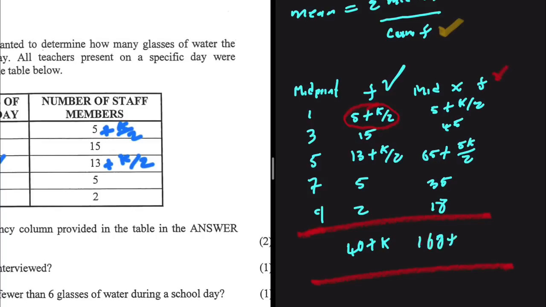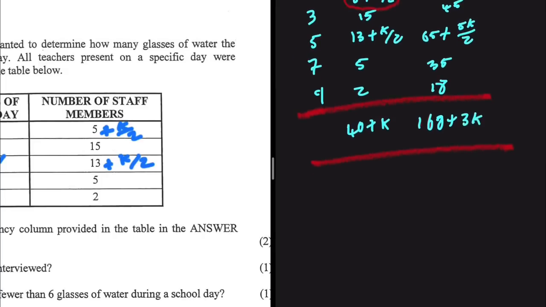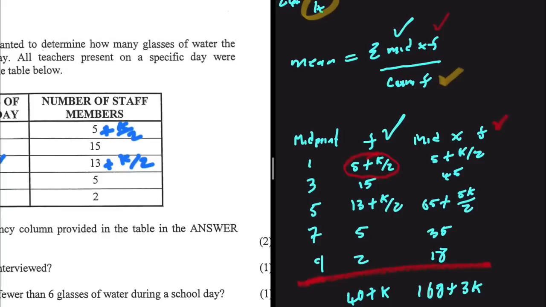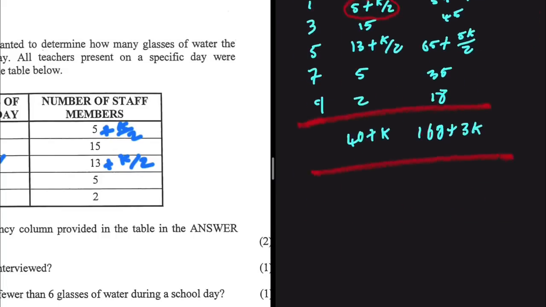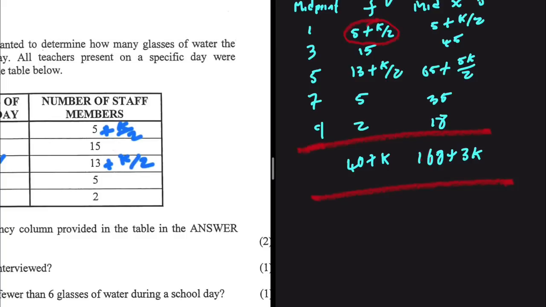168 plus 1 divided by 2k plus 5 divided by 2k, that is plus 3k. Okay, now we can go ahead and substitute on our formula. Let's not forget that we're supposed to substitute here. If we do that, we're going to have the mean, which is 4, equals the midpoint multiplied by the frequency, the sum. So that is 168 plus 3k divided by the cumulative frequency, that is 40 plus k.